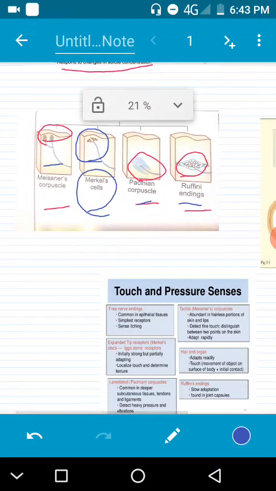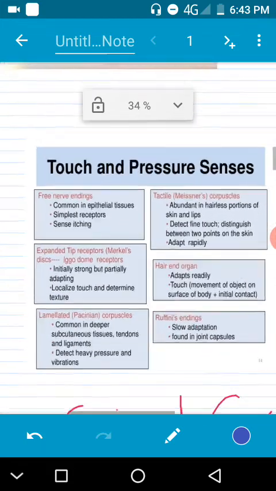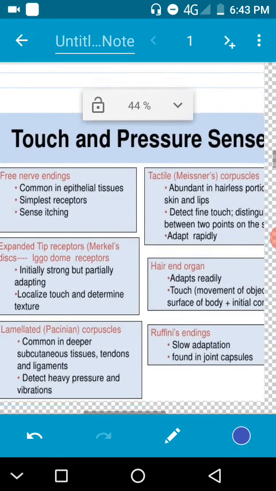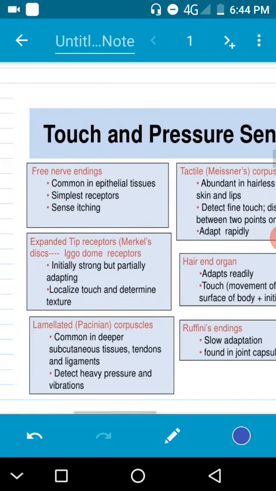Okay, what are their functions? First, coming to the Pacinian corpuscles, these are located in the deeper subcutaneous tissues, tendons, and ligaments. They detect heavy pressure and vibrations. As you will see later, the Pacinian corpuscle has a very short adaptation time as compared to other receptors. So this short adaptation time is important for picking up the vibration sensations.